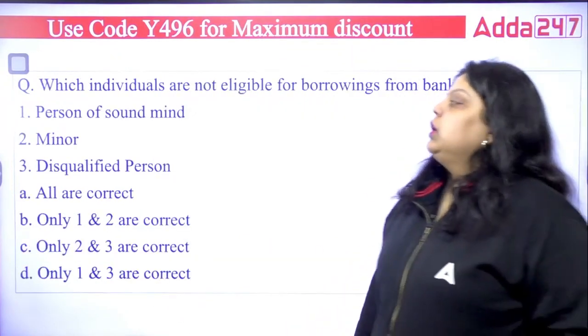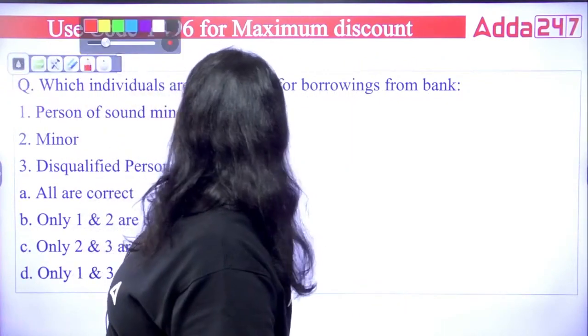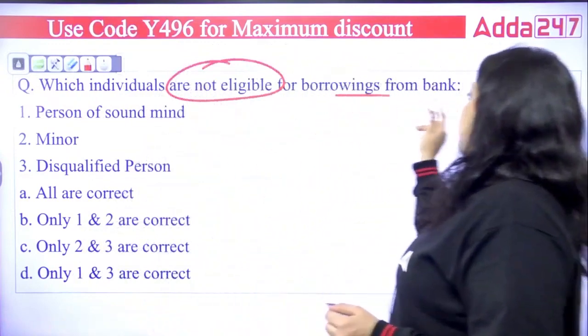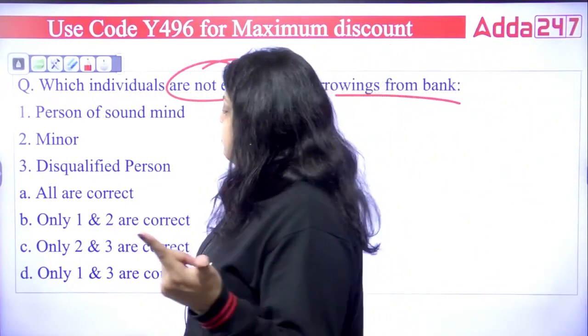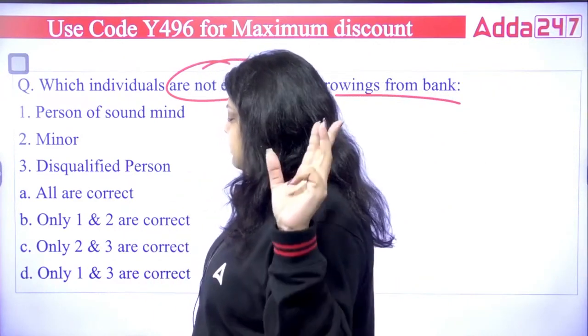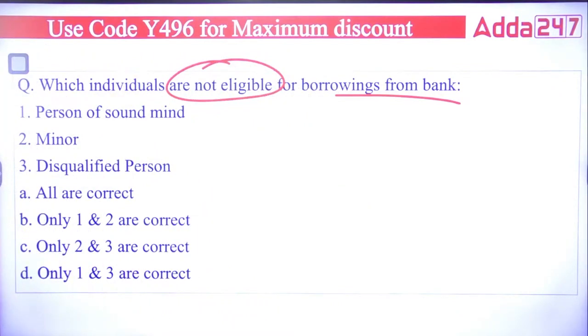Next question. Which individuals are not eligible for borrowing from a bank? First is a person of sound mind, second is a minor, third is a disqualified person. Out of these three, which person is not eligible to have a loan from the bank, to borrow funds from the bank?